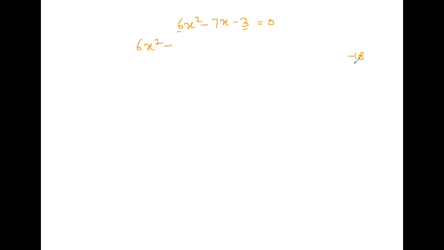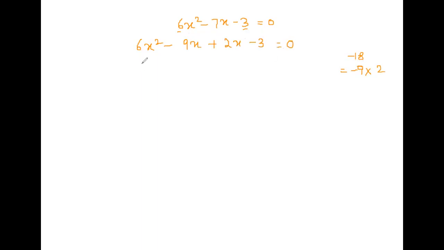be negative of 18. So how should I write it so that the addition or subtraction should become negative of 7? So I can write this negative of 18 in the form of negative of 9 multiplied with 2. So if I use these multiples, we will get the equation: 6x squared minus 9x plus 2x minus 3 is equal to 0.